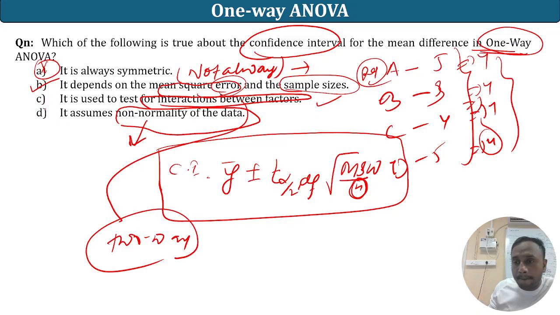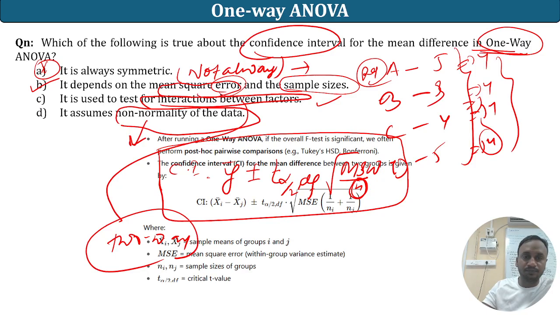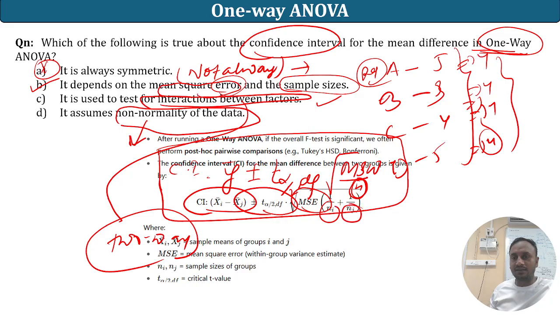Am I clear? Yes, sir. This is something that I explained in a similar way: Xi minus Xj plus or minus t alpha by 2 times the MS term. If we have different samples, we can go through that. A similar formula is there.